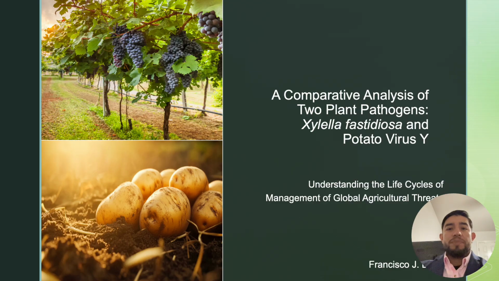These two pathogens represent completely different challenges in plant pathology. One is a xylem-limited bacterium, and the other is a widespread RNA virus. Despite their biological differences, they both pose massive economic risks to global food security. I will guide you through their complex life cycles, the specific symptoms to look for in the field, and the integrated management strategies required to control them.